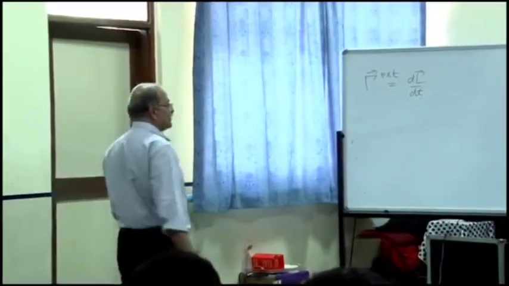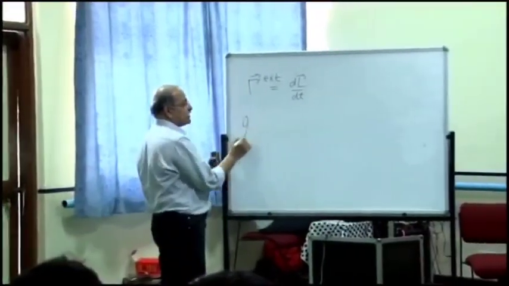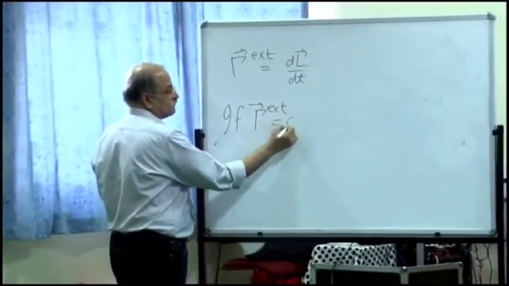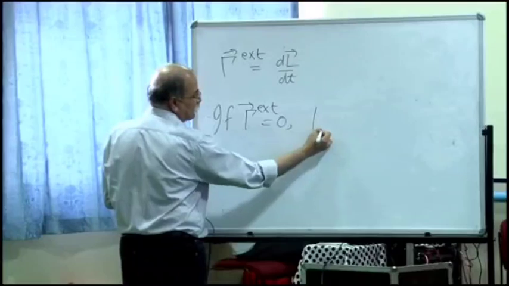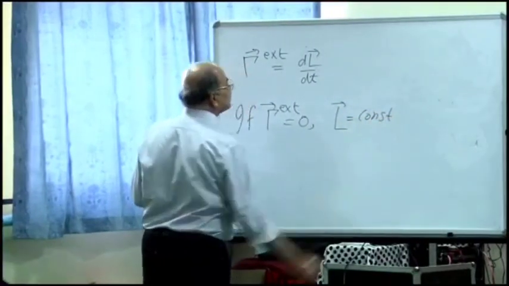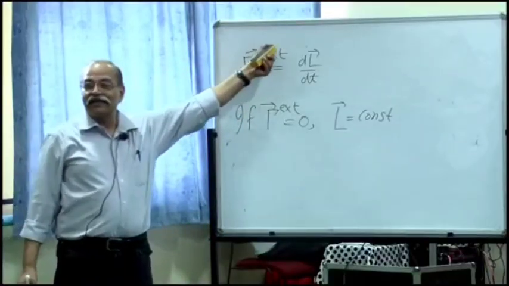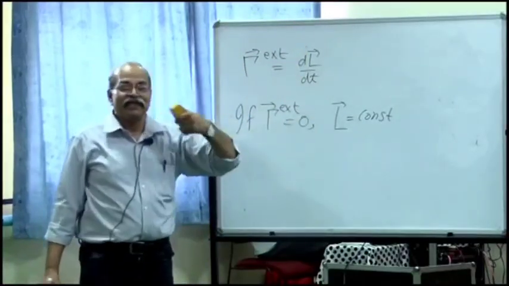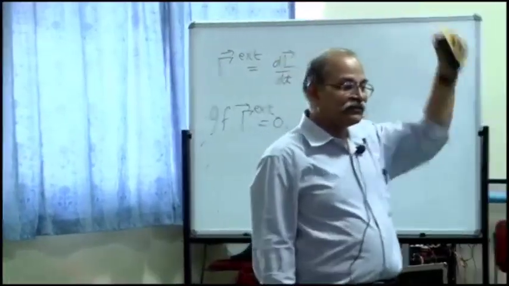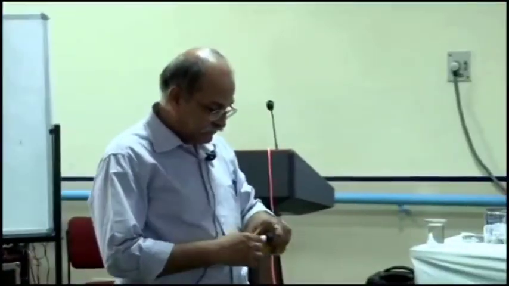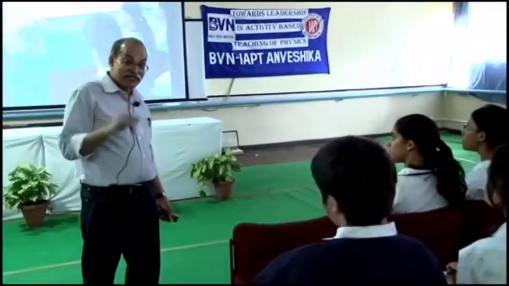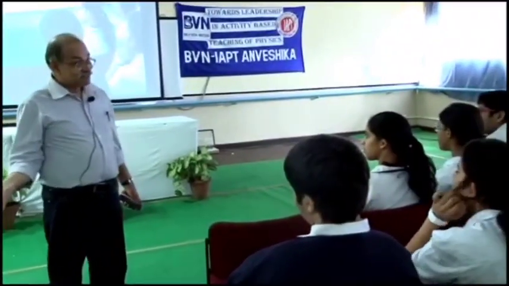And from here comes, if the external torque is 0, what happens? Angular momentum remains constant. If external torque is 0, dL/dt is 0, and dL/dt is 0 means L is independent of time. So that is known as, what should it be known as? Law of conservation of angular momentum.